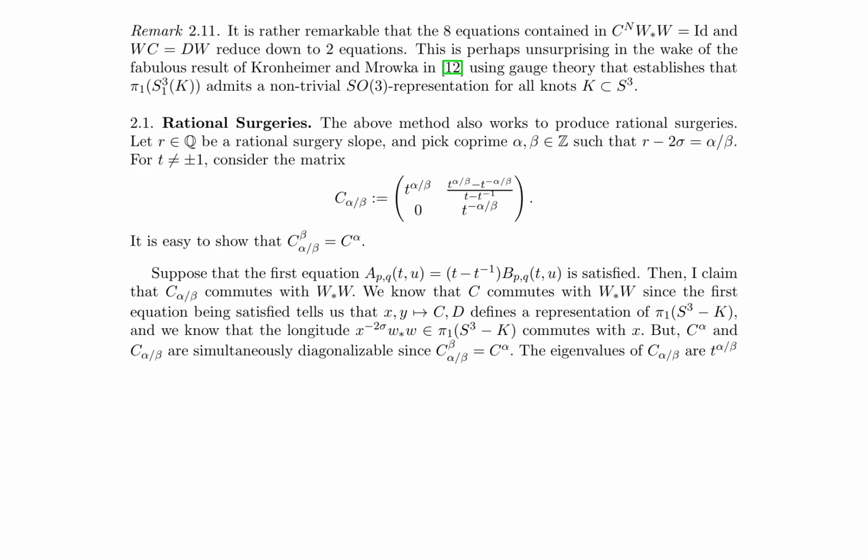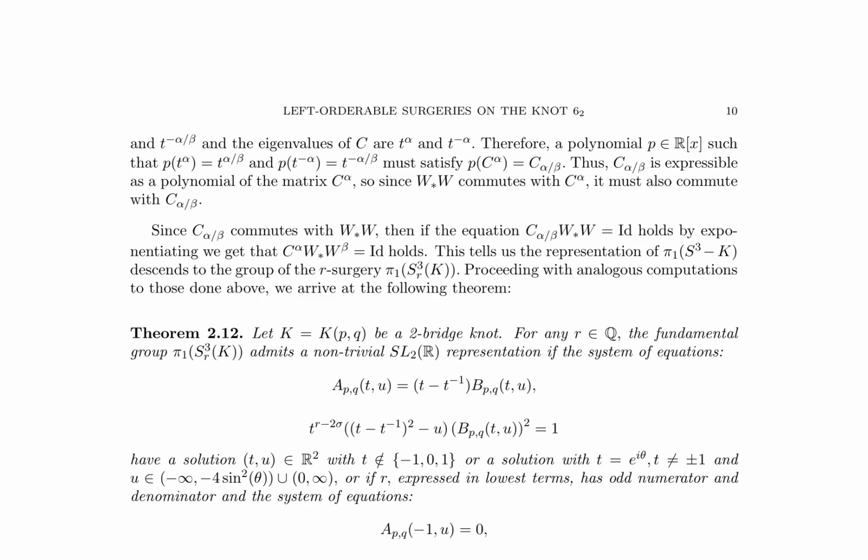The authors remark that it is surprising that the 8 equations in CNW = ID and WC = DW reduced to 2 equations, analogous to Culler and Marcarelli's result on SO(3) representations of knot groups.